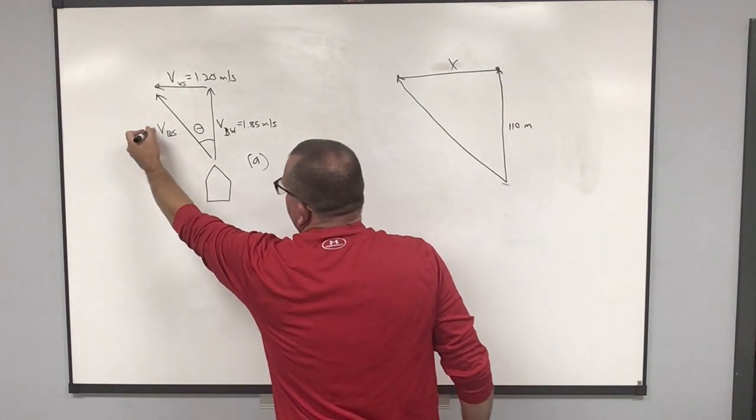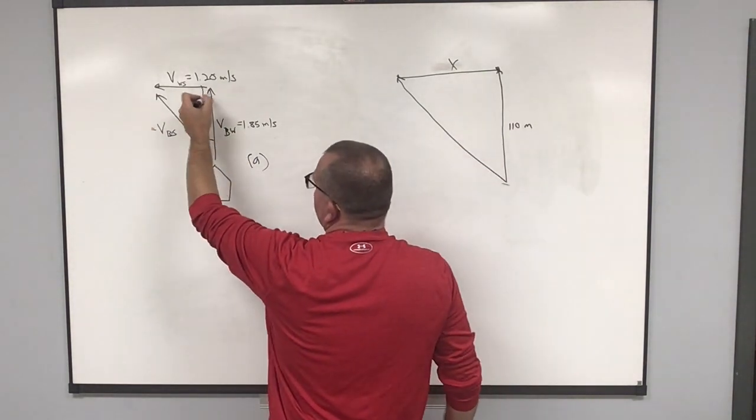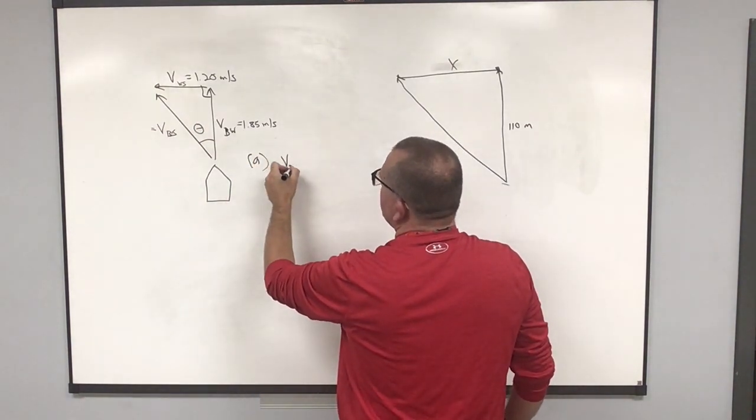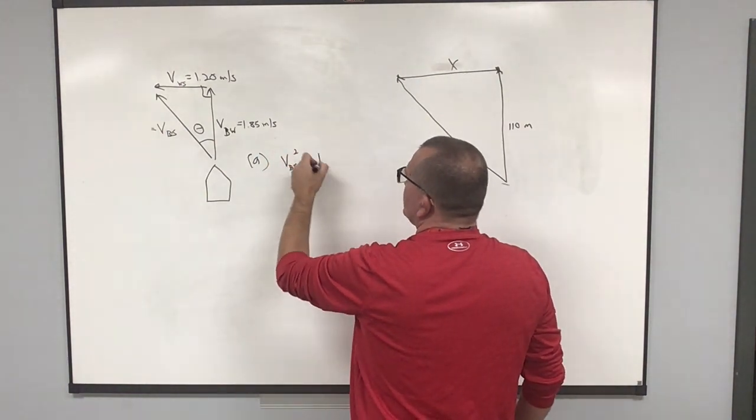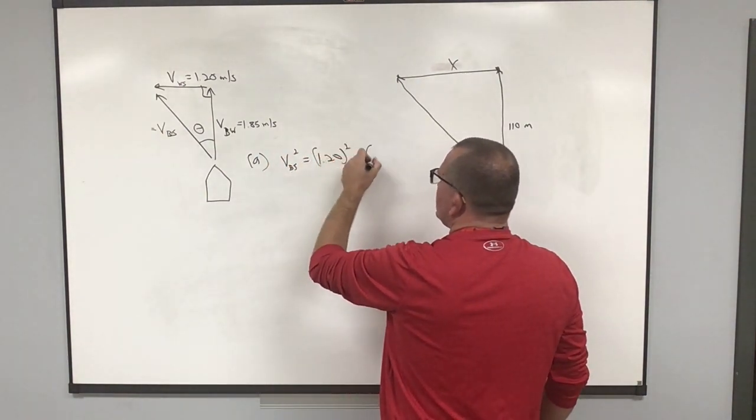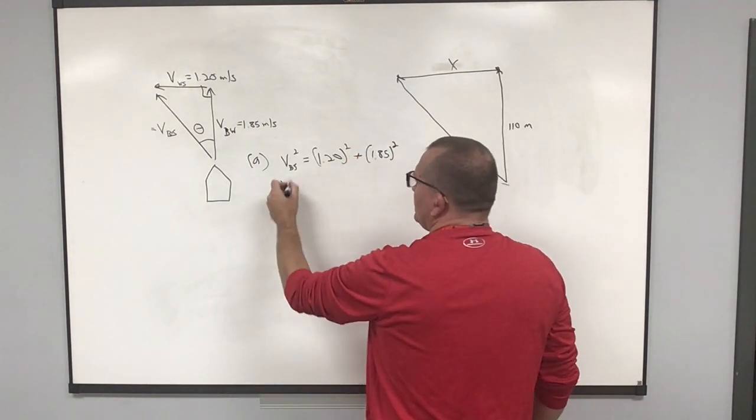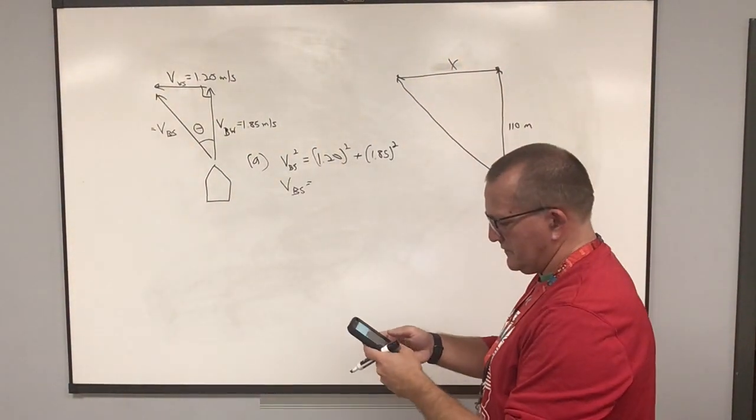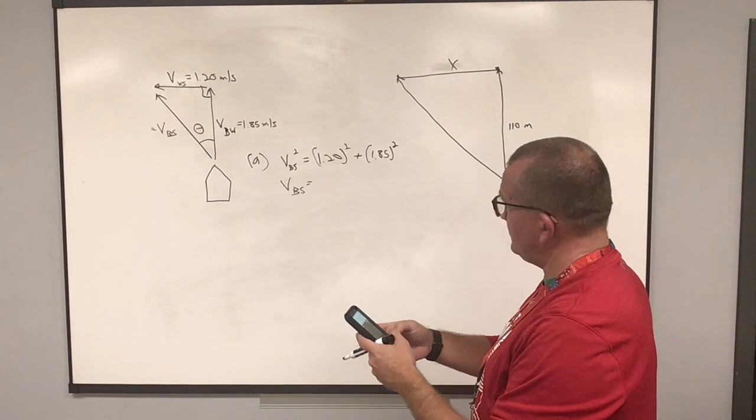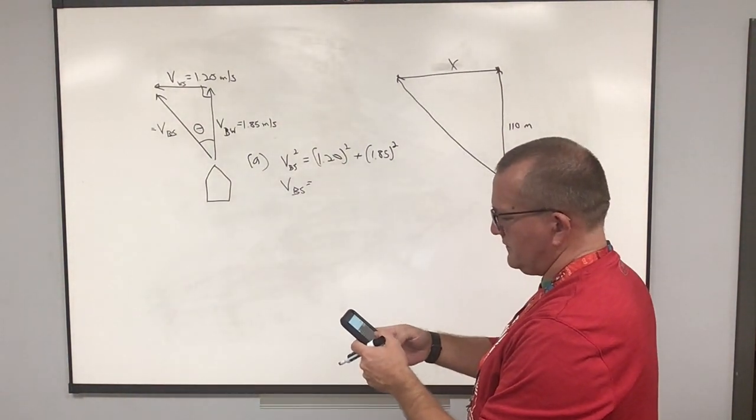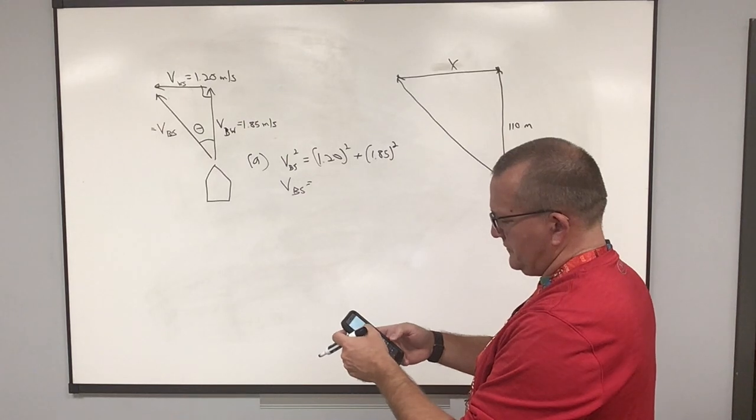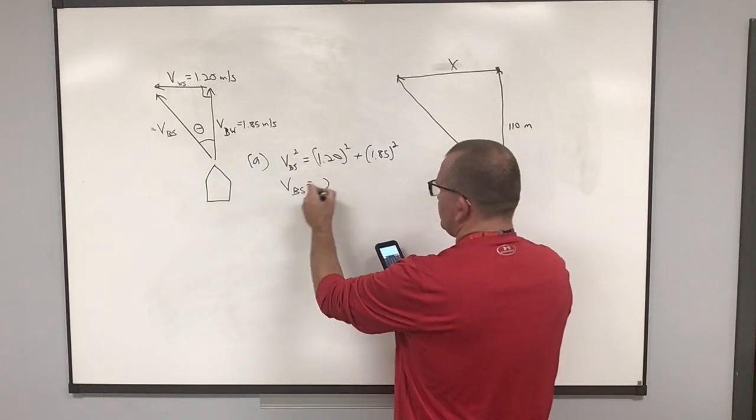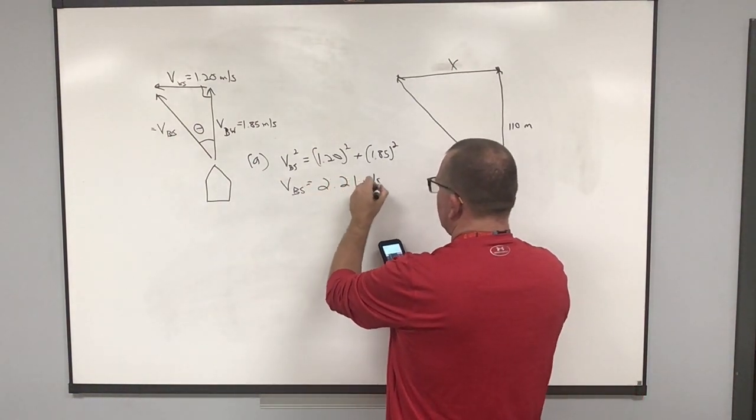To solve for the magnitude of our velocity, it's Pythagorean theorem. This is a right angle. So I take vs squared equals 1.20 squared plus 1.85 squared. And then we'll work some magic there. 1.20 squared plus 1.85 squared. And then I take the square root of that. And I get 2.21 meters per second.